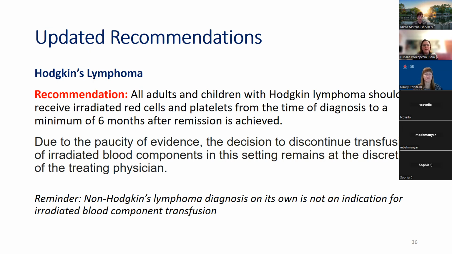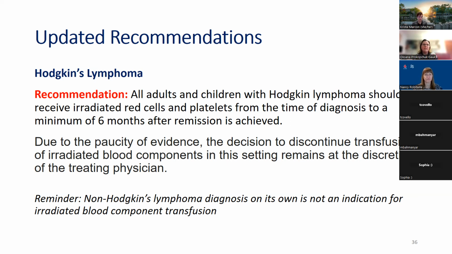So ultimately, with much discussion and deliberation, we have made the recommendation that all adults and children with Hodgkin lymphoma should receive irradiated red cells and platelets from the time of diagnosis to a minimum of 6 months after remission is achieved. Now, that's a recommendation. Again, this is not based on high quality evidence, because there is no high quality evidence. There is a paucity of evidence. Ultimately, then the decision to discontinue transfusion of irradiated blood components is at the discretion of the treating physician.